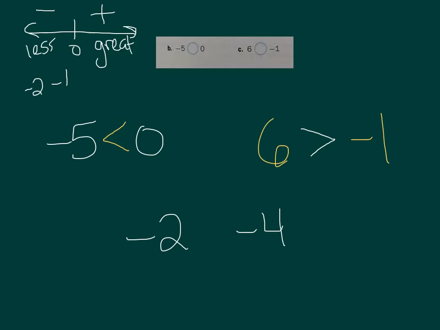What if I were to have a -2 and a -4? Which one of those would be greater? Well, -2 is actually closer in the number line than -4. So -2 would actually be greater than -4. So it's opposite of if we were to compare 2 and 4.